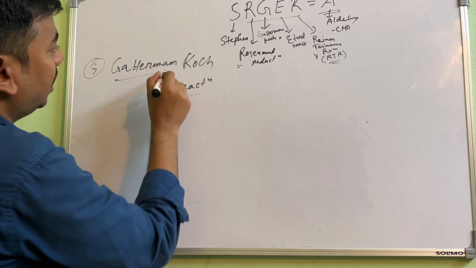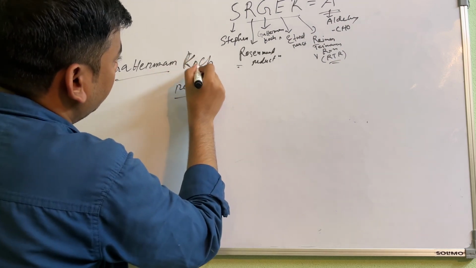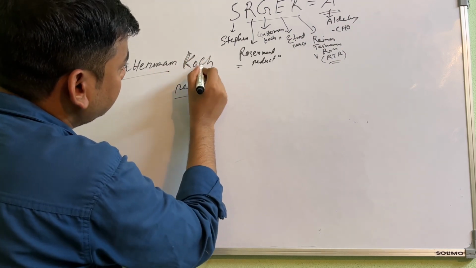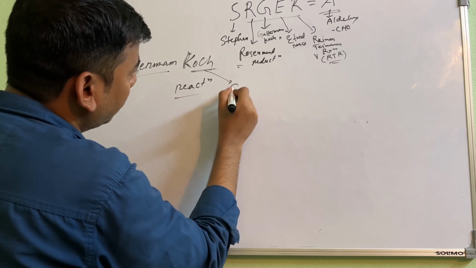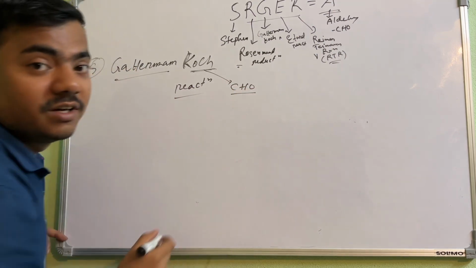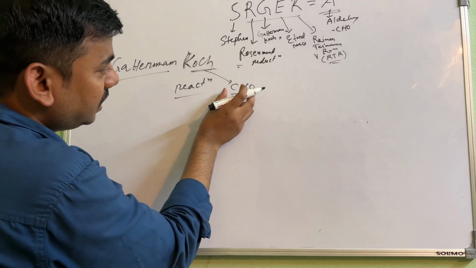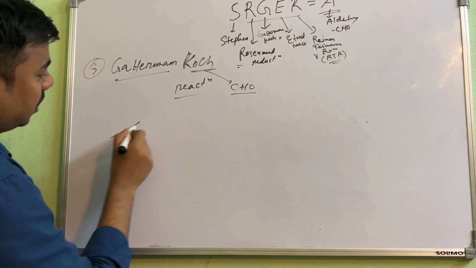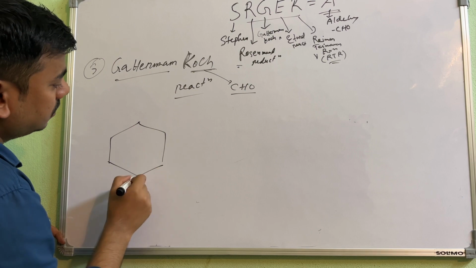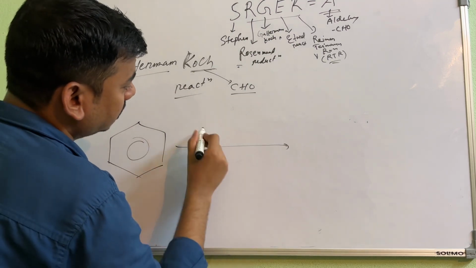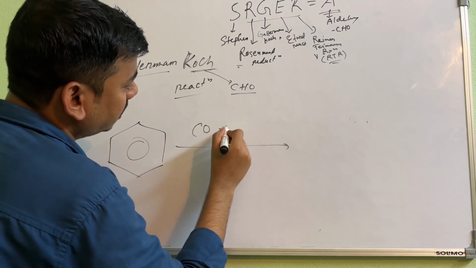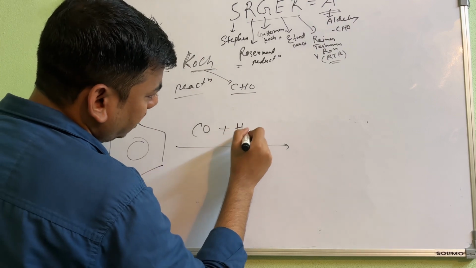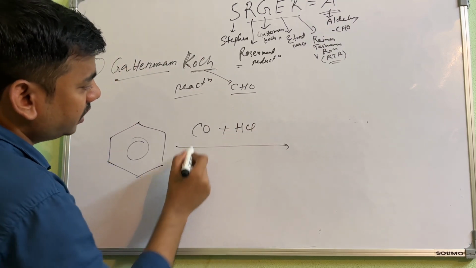Gattermann-Koch reaction. From here, KOCH, if you remember CHO, you can arrange it this way. So you can remember that the CHO group is going to add to our reactant. What is our reactant? Benzene. And what reagent do we need to add? In the first step, CO plus HCl. Even if you put a comma, it is correct, CO plus HCl.